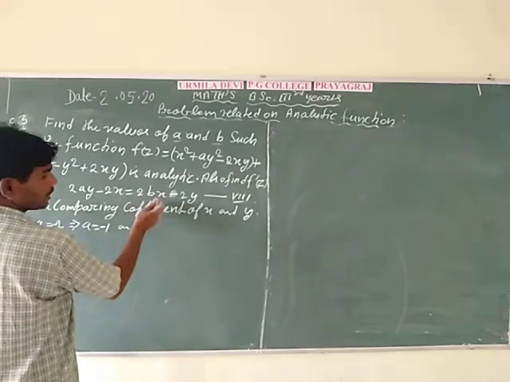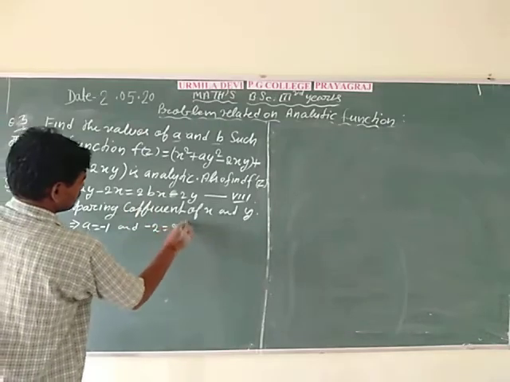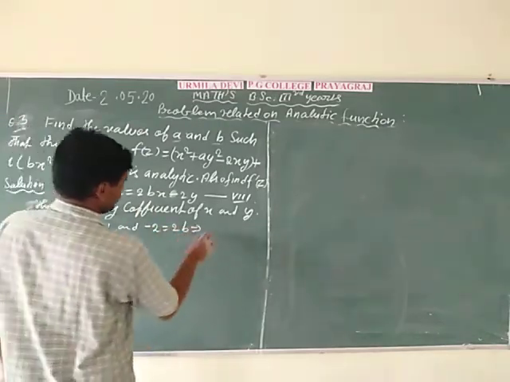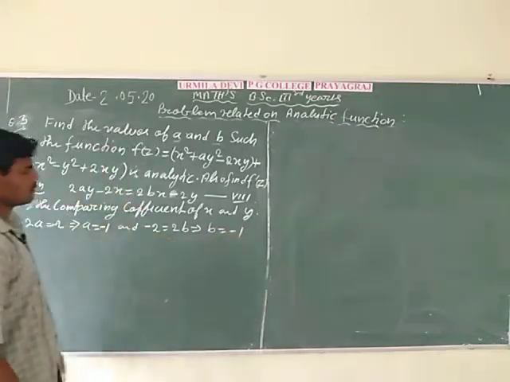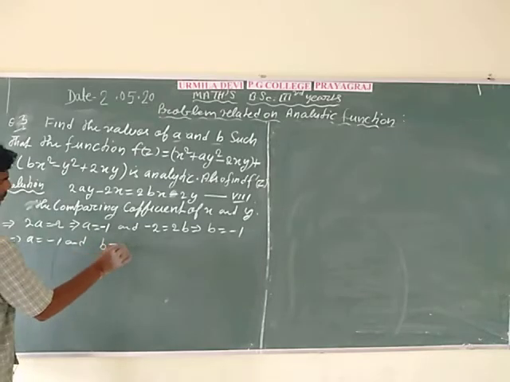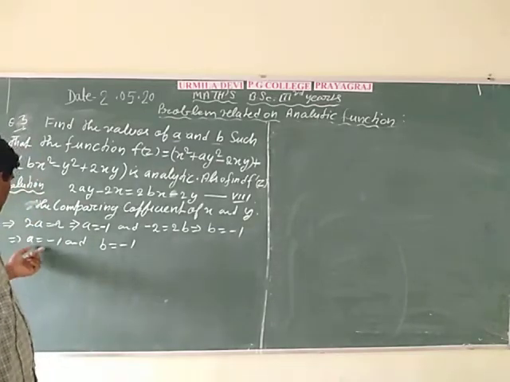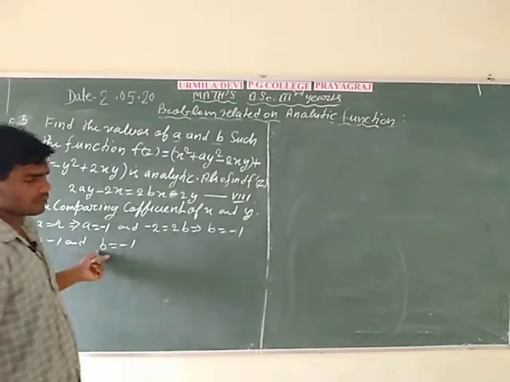And coefficient of x is minus 2, which is equal to 2b. It implies that b is equal to minus 1. So the value of a is equal to minus 1, and the value of b is also equal to minus 1. This is the complete solution of the first part of question third.